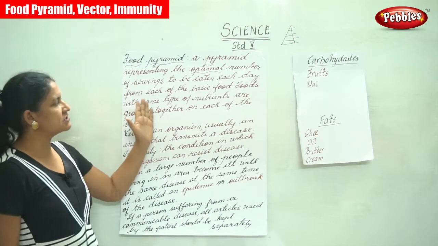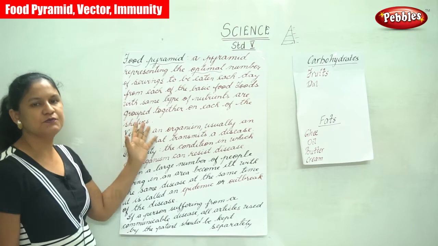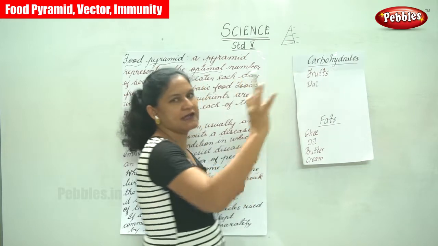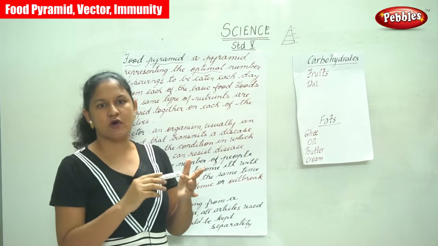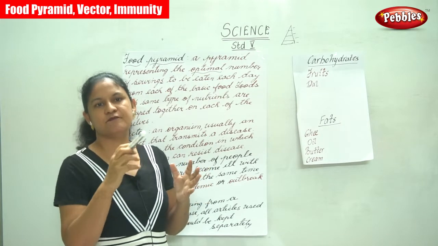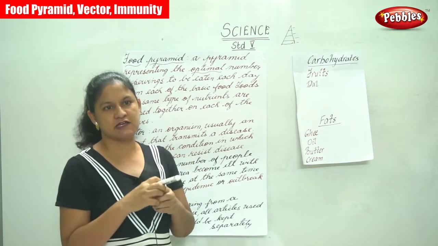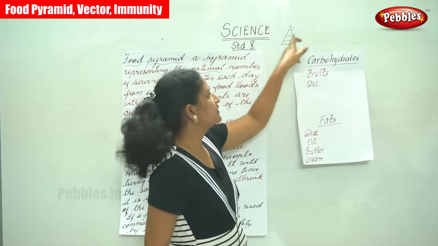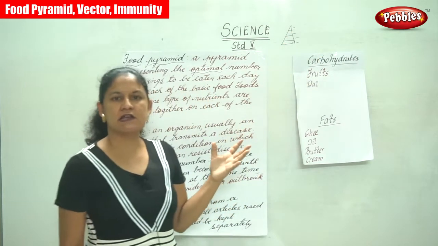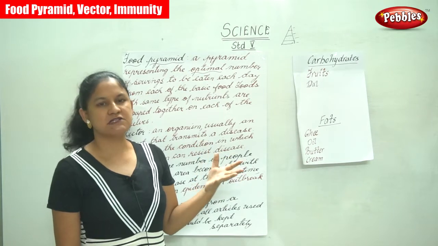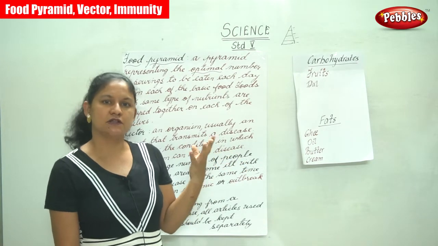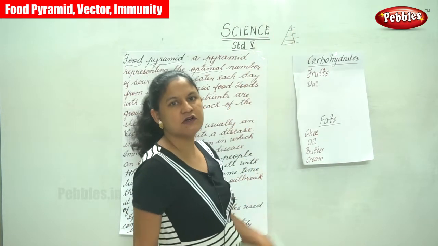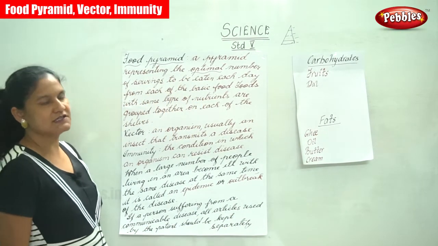Foods with the same type of nutrients are grouped together on each of the shelves. For example, if you take fats, butter, cheese, oil, cream are all the same type of food and hence grouped together as fats, on one shelf of the triangle. On the next shelf we see green leafy vegetables, dal, pulses, etc., which all belong to the protein family and are grouped together on the second shelf. So this is how the food pyramid is represented.